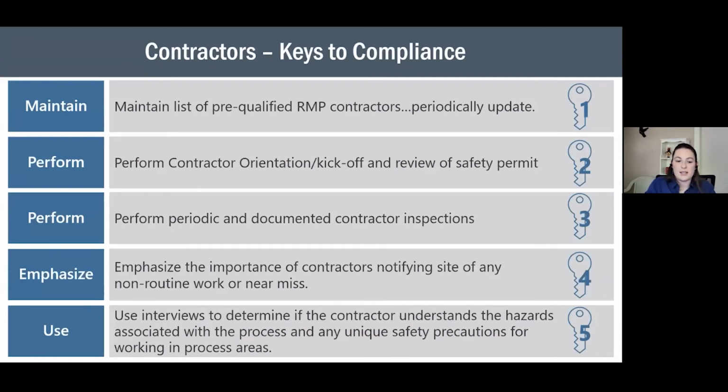Keys to compliance with this are to maintain a list of pre-qualified RMP contractors, which you can periodically update, perform contractor orientation, kickoff, and review of safe work permit, perform periodic and documented contractor inspections, emphasize the importance of contractors notifying the site of any non-routine work or near misses, and use interviews to determine if the contractors truly understand the hazards associated with the process and any unique safety precautions for working in the process areas. So if you're speaking to your contractor and they cannot communicate to you the hazards of the process they're dealing with, it sounds like they need some retraining, right?